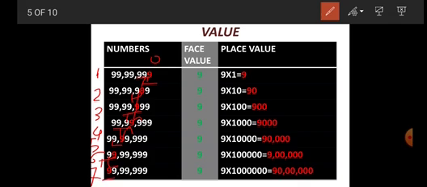So students, the same digit has a different place value.